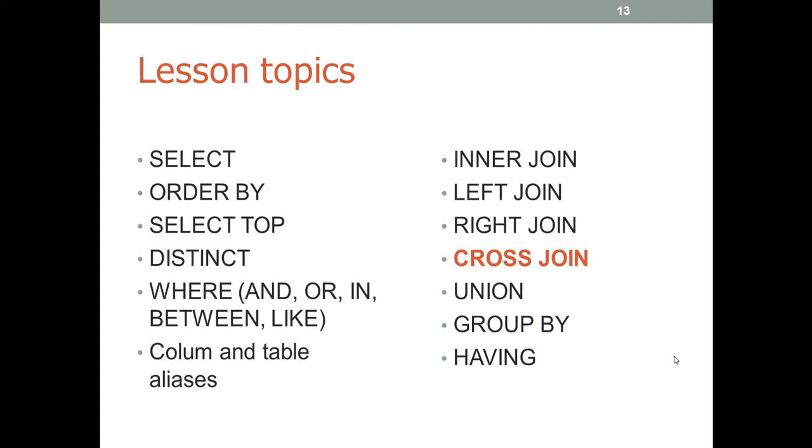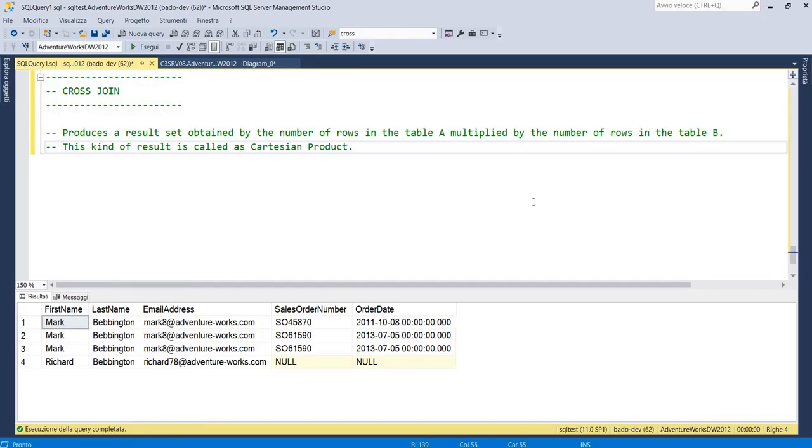Now let's learn the last join command in this lesson, the cross join command. The cross join produces a result set obtained by the number of rows in table A multiplied by the number of rows in table B. This kind of result is called a Cartesian product.